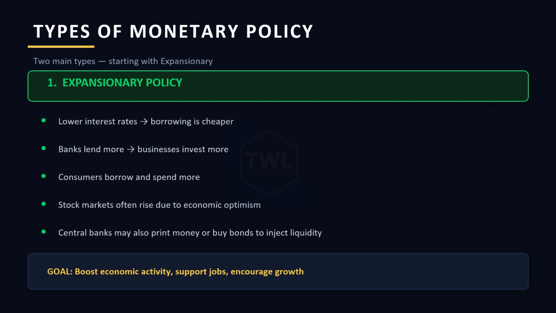Now let's put all these tools together into two big strategies central banks choose between. The first is called expansionary policy. Think of the word expand. They're trying to expand or grow the economy. Here's what happens. Interest rates go down, so borrowing is cheaper. Banks lend more, so businesses can invest and grow. Regular people borrow and spend more too. And stock markets often rise because everyone feels more optimistic about the economy. Central banks usually do this when the economy is slow or struggling and they want to give it a boost, like pressing the gas pedal.